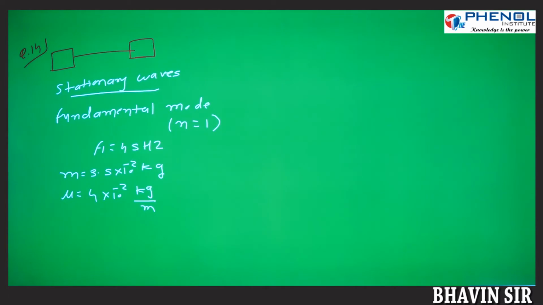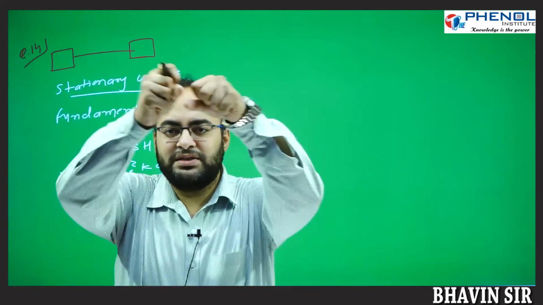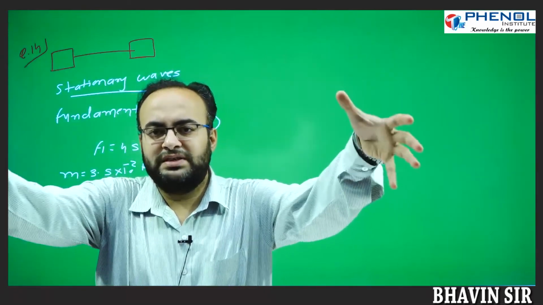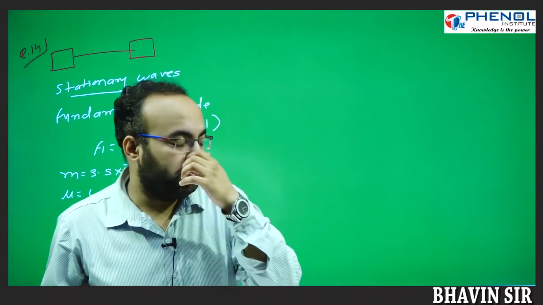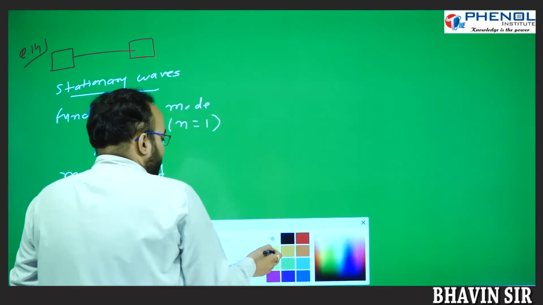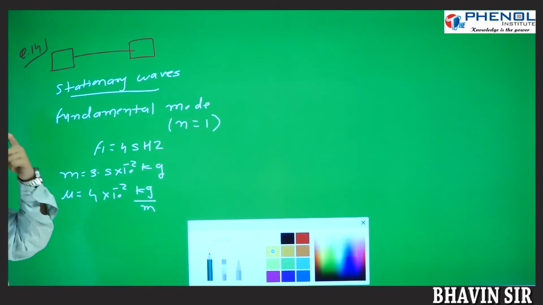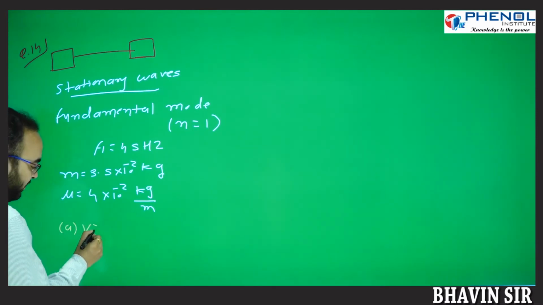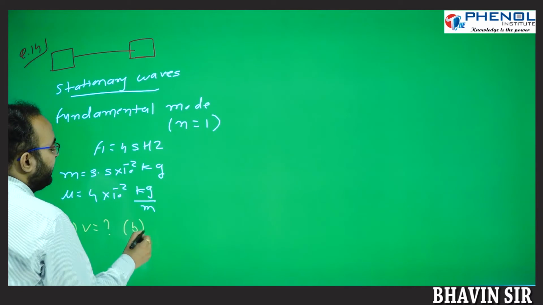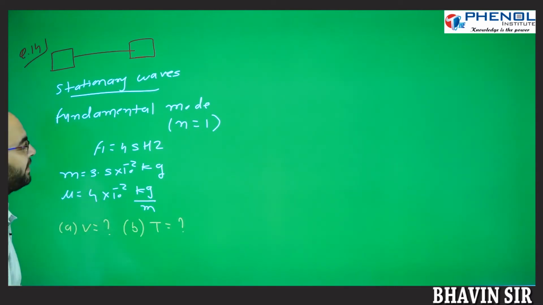Chalo, so first of all, how do we know the waves here are stationary waves? Because the wire is stretched between two rigid supports, so stationary waves are produced. Now students see, we are given the fundamental frequency, and first of all we want to find the speed, and then we want to find the tension in the string. T is tension. So see, what is the frequency?